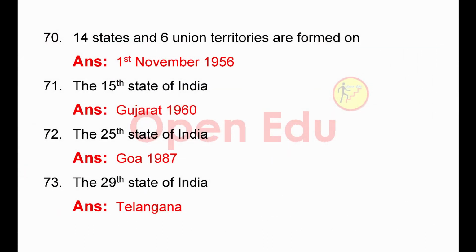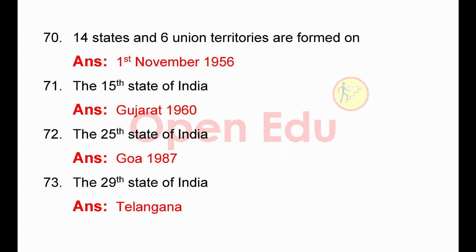When were the 14 states and 6 union territories formed? On 1st November 1956. Which was the 15th state of India? Gujarat, formed in 1960. Which was the 25th state of India? Goa, 1987.